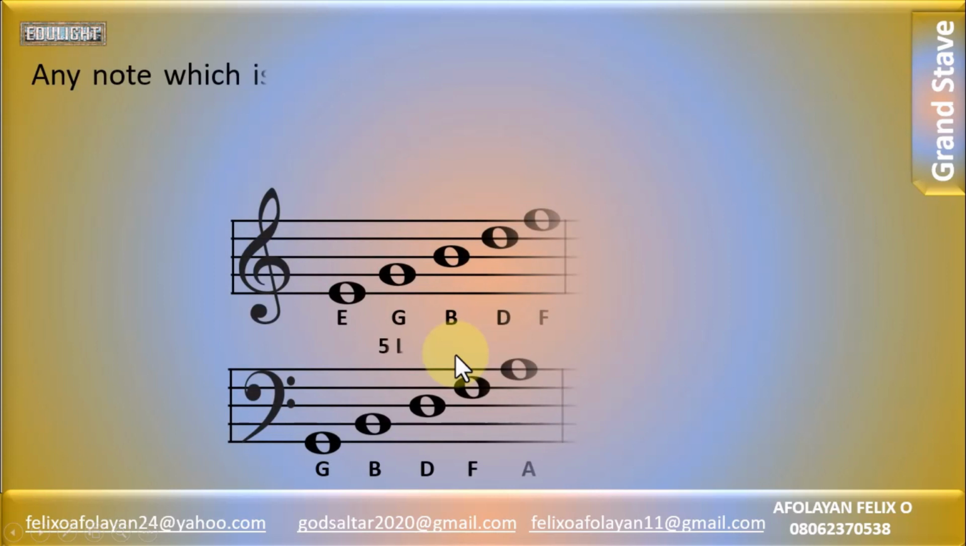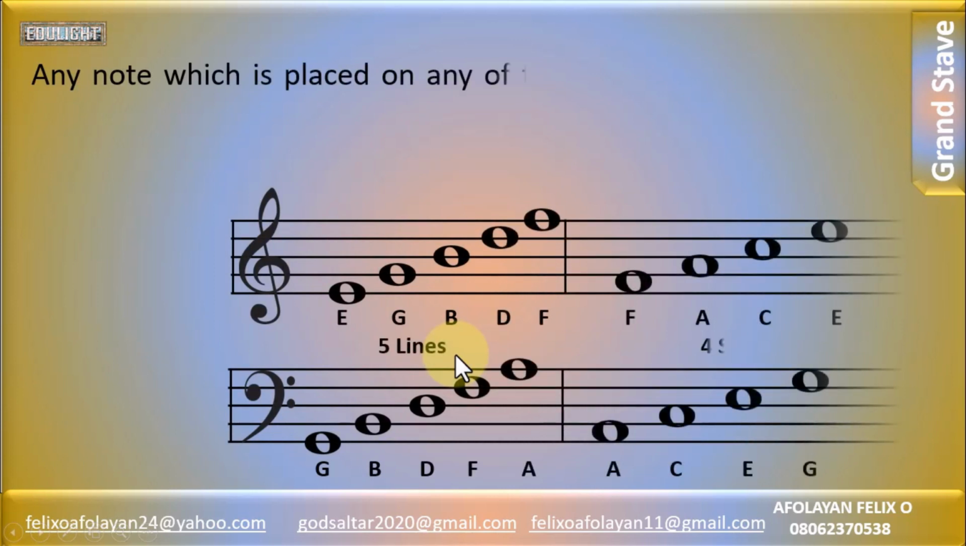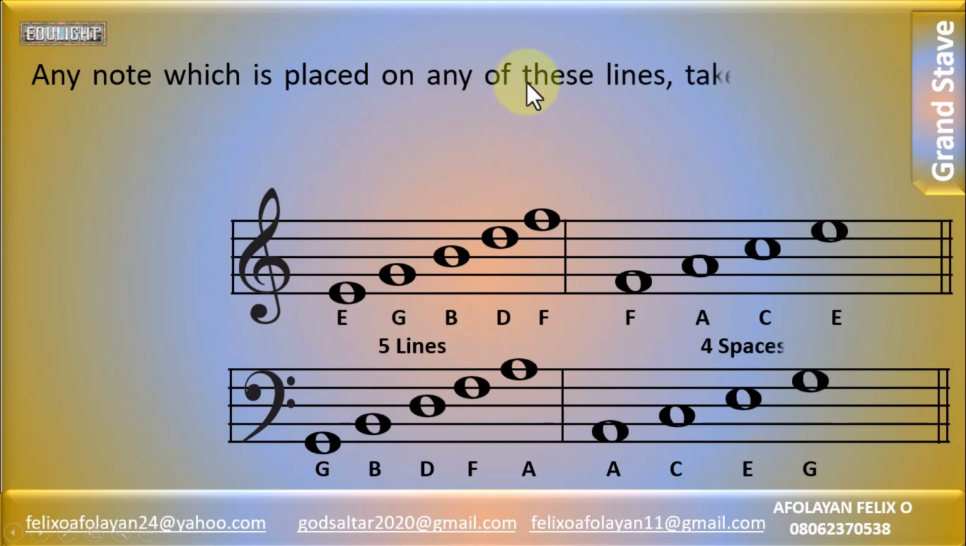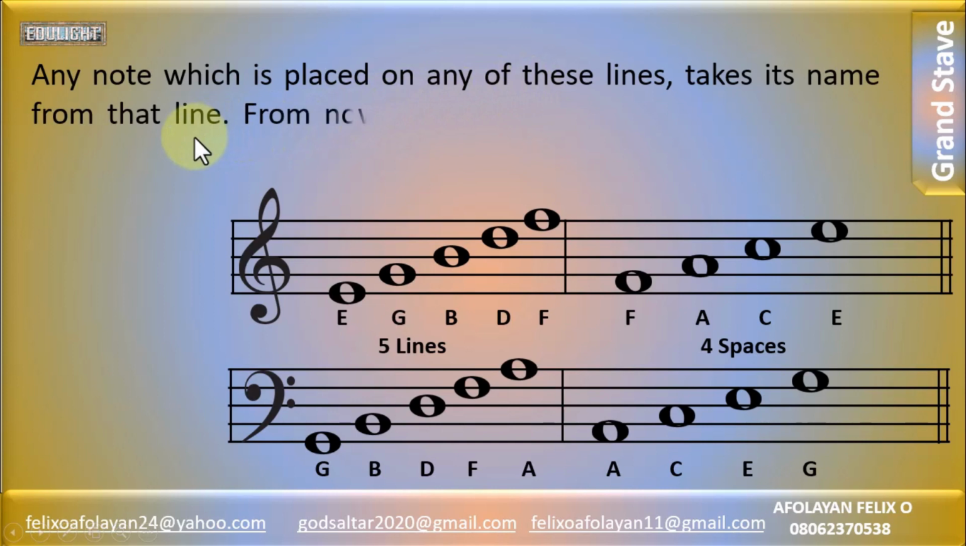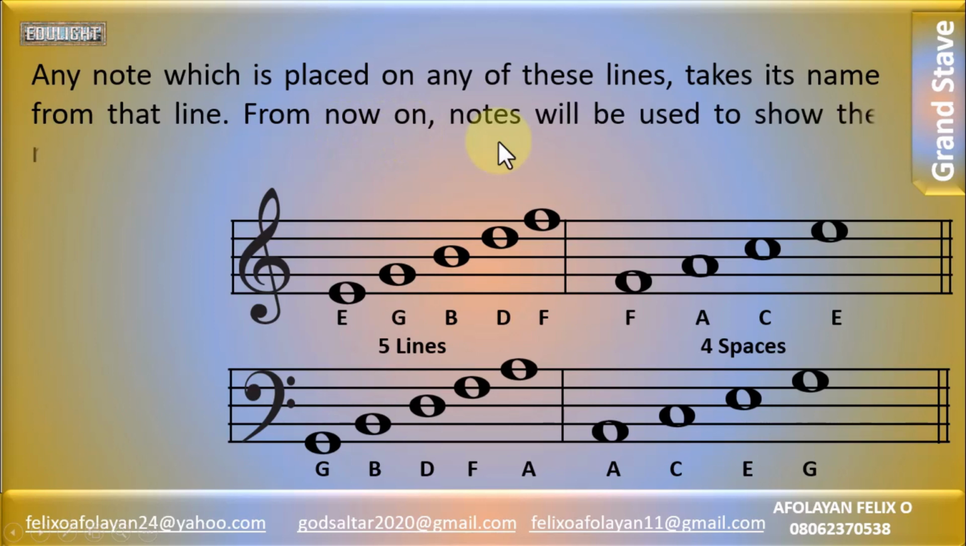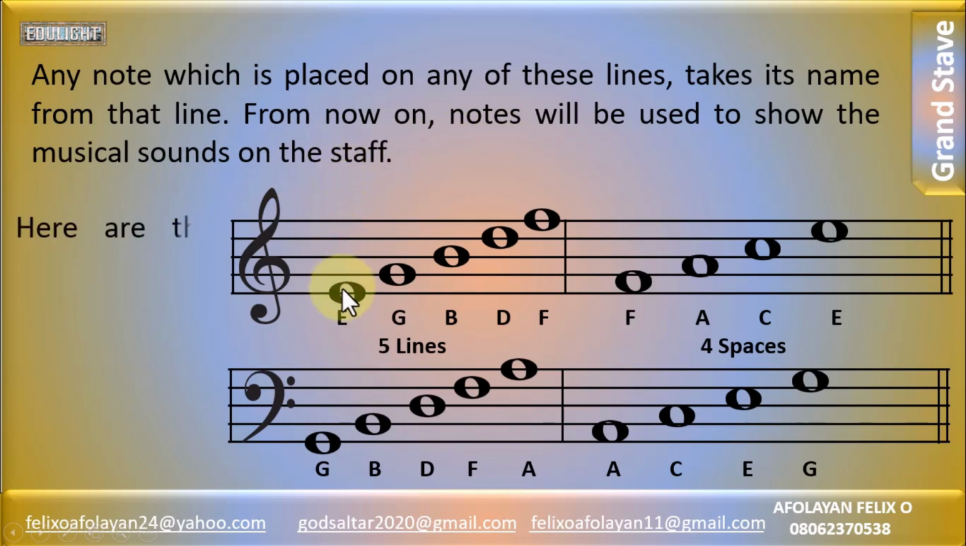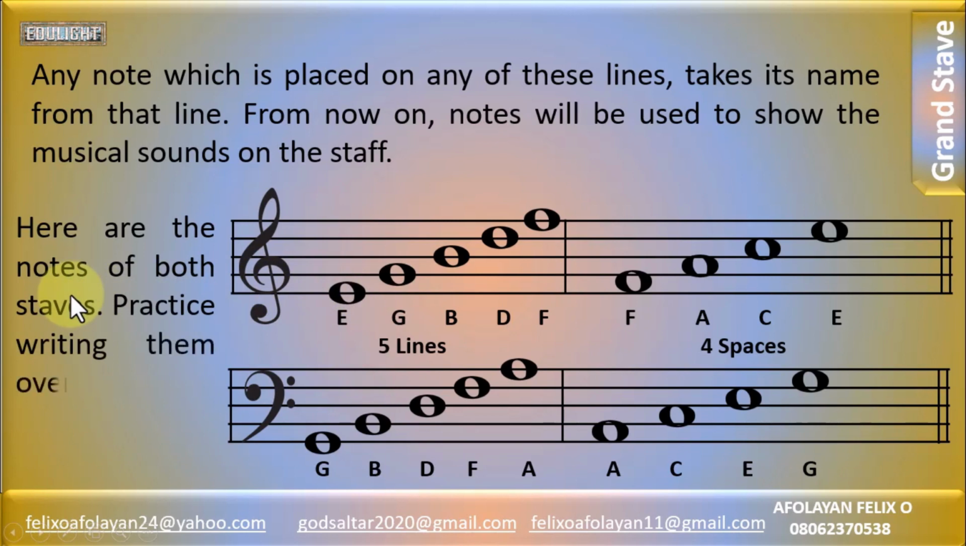Any note which is placed on any of these lines takes its name from that line. From now on, notes, as we said earlier on, will be used to show the musical sound on these staves. You can see this is E. This is G. Here are the notes of both staves. Practice reading them over and over again until you know them very well.